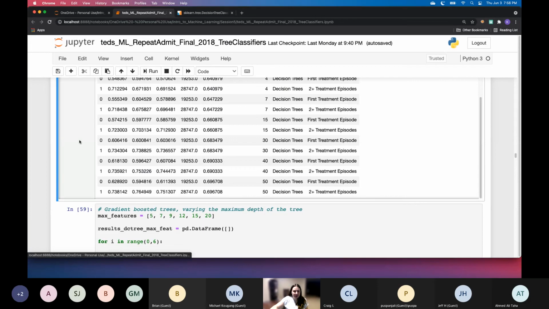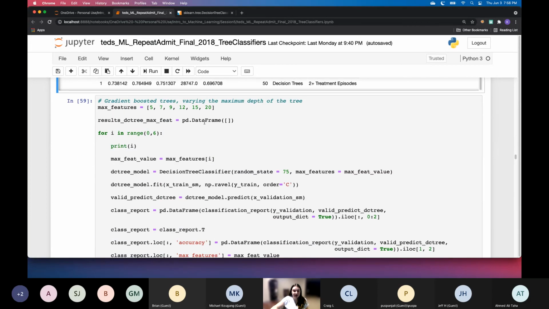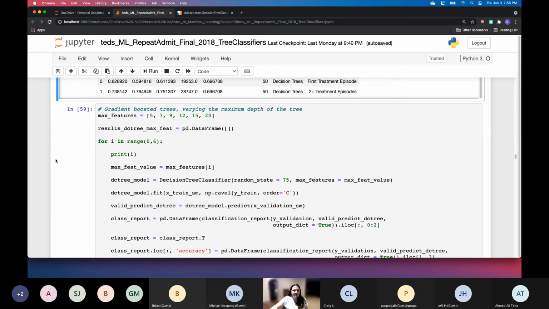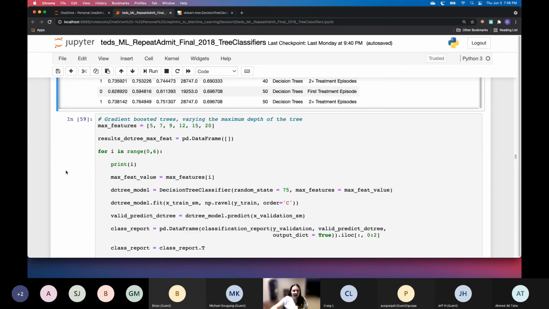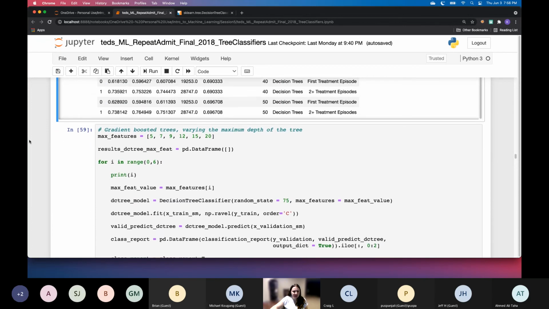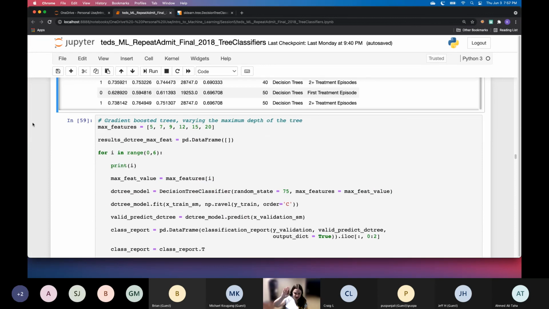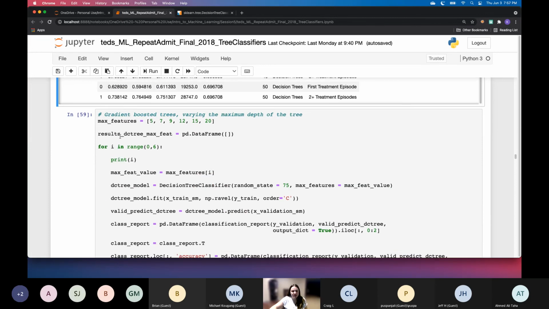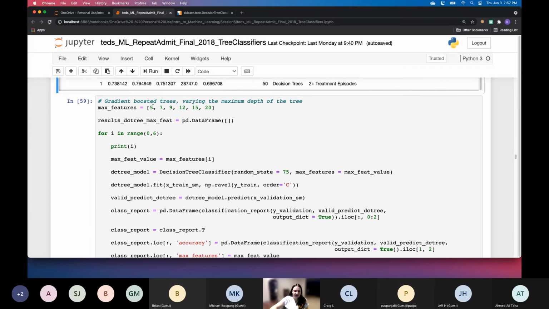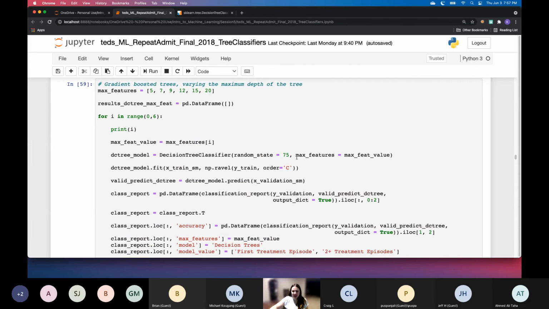So coming back into here, that's the next one I tried. So I would have to go up and see how many features are actually in this data set. Yeah, but I'm not going to go up and go on that diversion. I should have looked before the class started. But I'm trying 5, 7, 9, 12, 15, and 20. Again, you're going to see that similar layout, my max feature value.